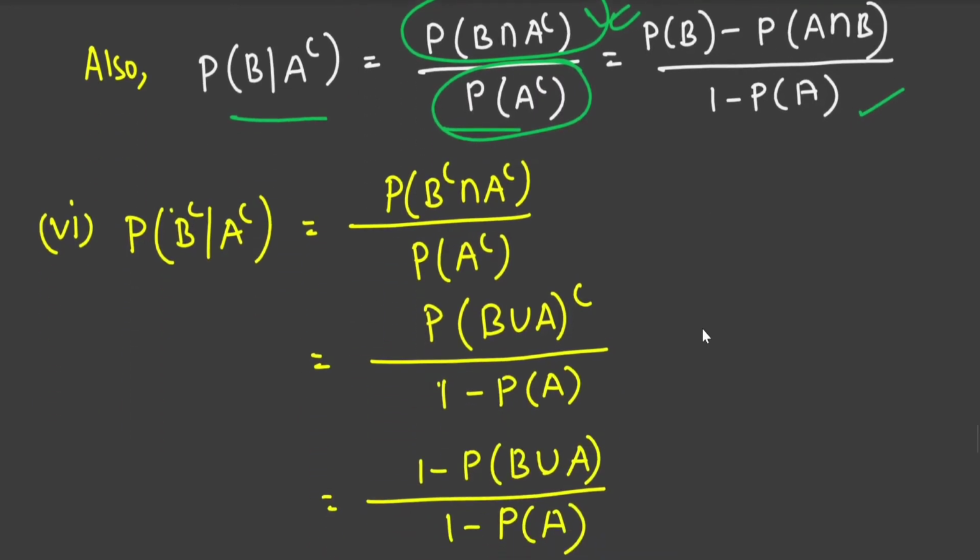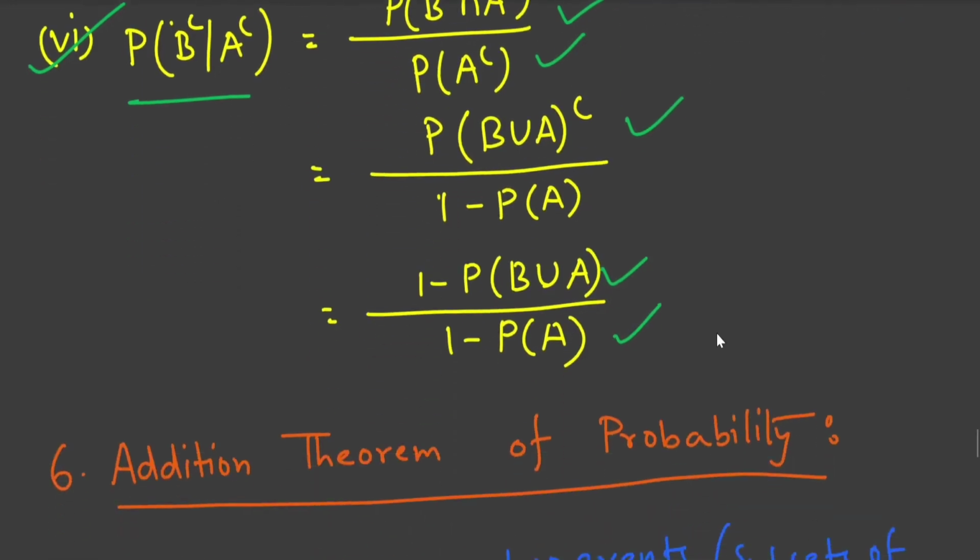The next one is probability of B complement given A complement. This is equal to probability of B complement intersection A complement over probability of A complement, and we can write probability of B complement intersection A complement equal to probability of B union A whole complement. This is equal to 1 minus probability of B union A, and in the denominator we can write 1 minus probability of A. This result.